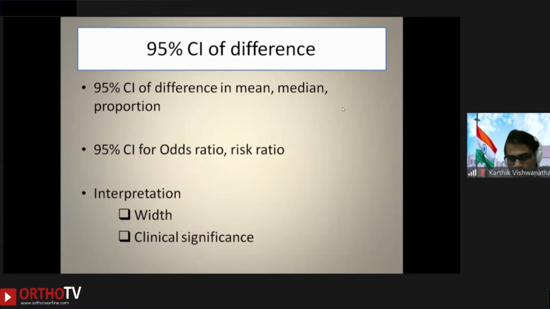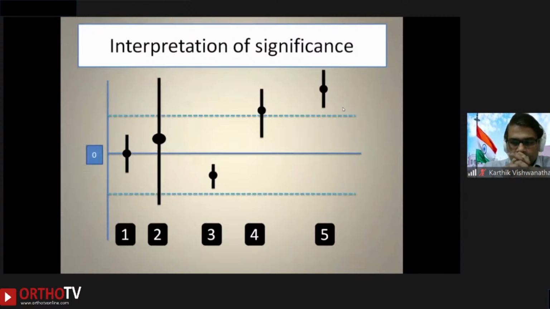We also have to interpret not only the statistical significance, but also the clinical significance. So this is hypothetical data. 0 is no difference, and these blue lines are the minimal clinically important difference, the MCID, of the outcome. The lines here are the lower and upper limits of the 95% confidence interval. So in number 1, this is not significant clinically as well as statistically because the value is within the MCID. So this doesn't have any effect.